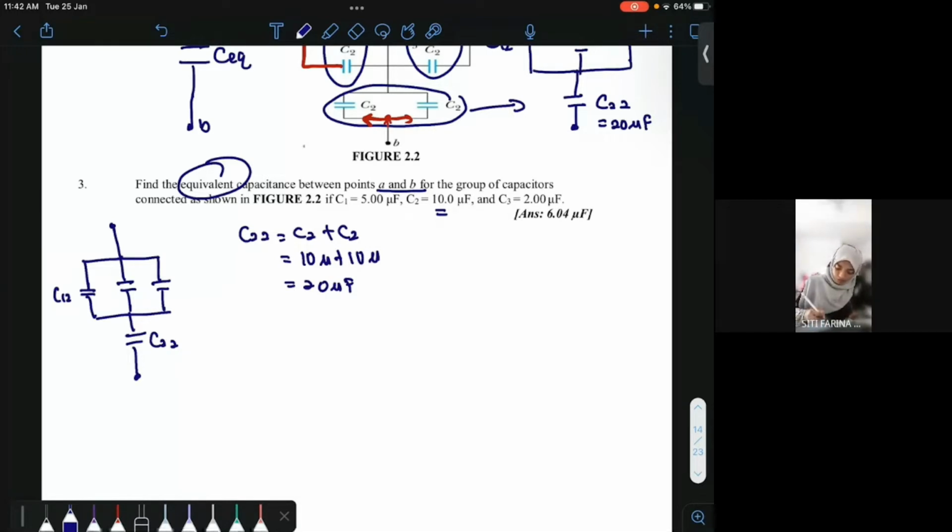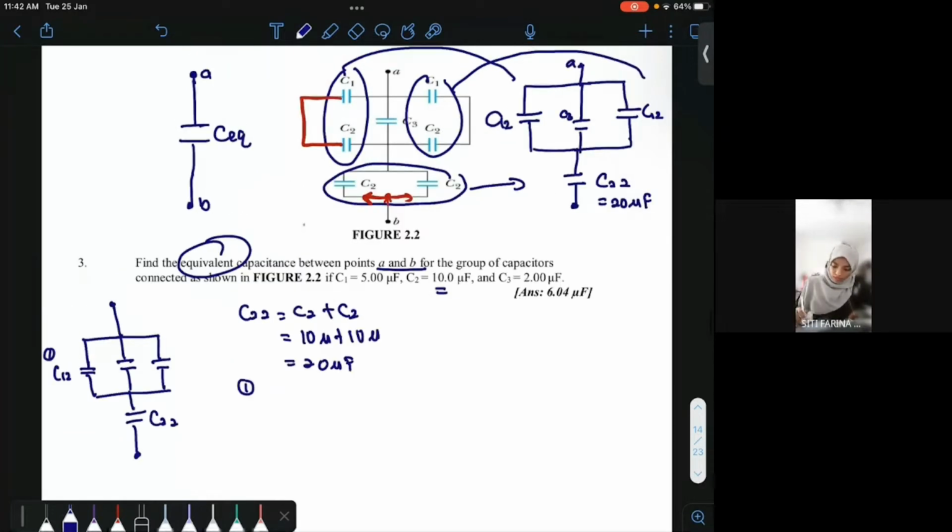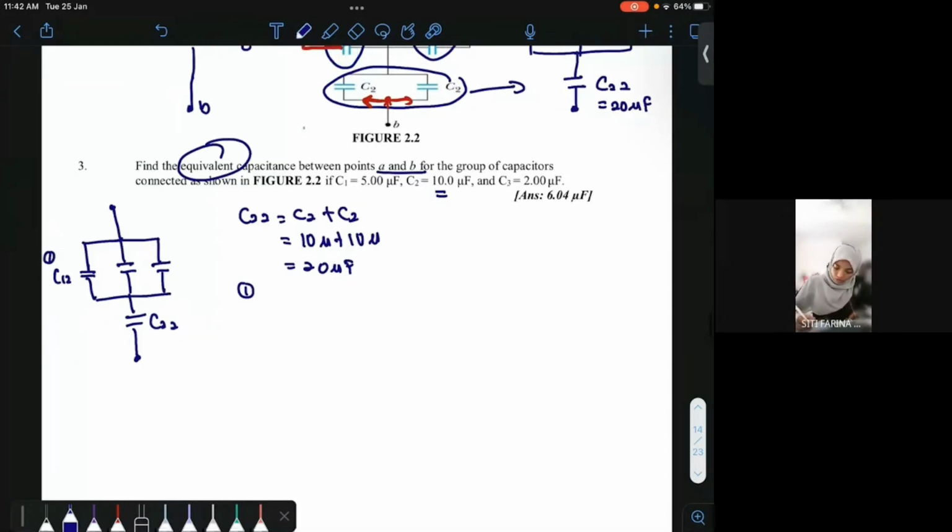And then C12. C12 yang pertama dululah, yang ni dulu. Okay, C12 tadi adalah hasil gabungan C1 dan C2 in series. Okay, so kita kena guna 1 over C12 equals 1 over C1 plus 1 over C2. 1 over 5 micro plus 1 over 10 micro. So C12 kamu, jawapan yang kamu dapat, kamu akan dapat 3.33 microfarad.